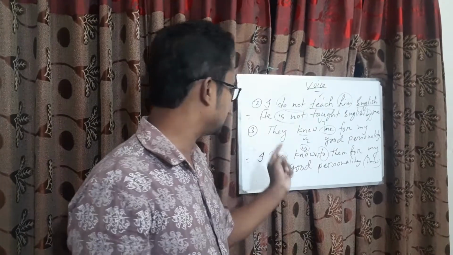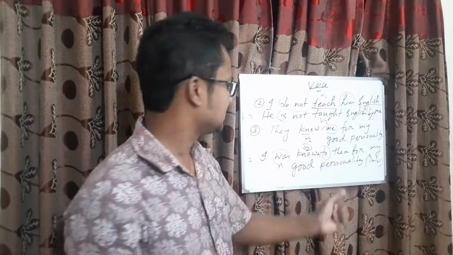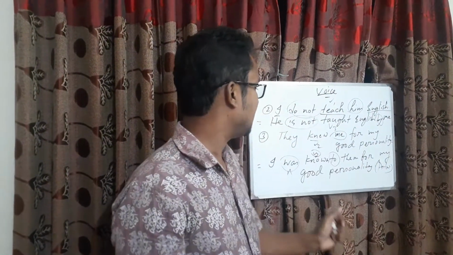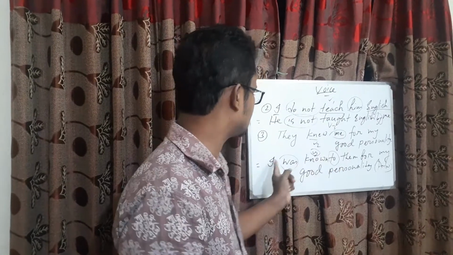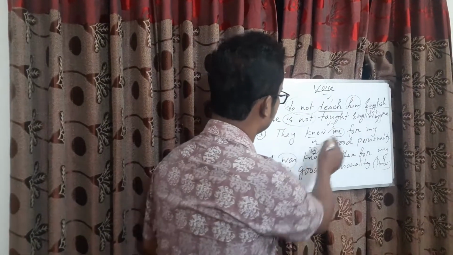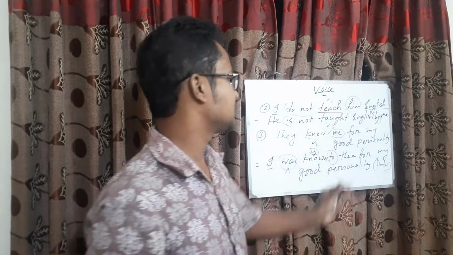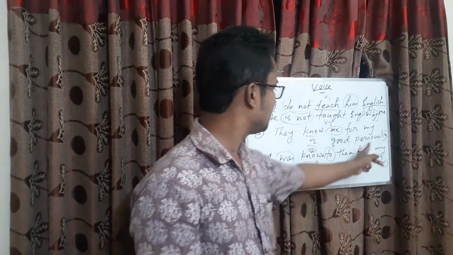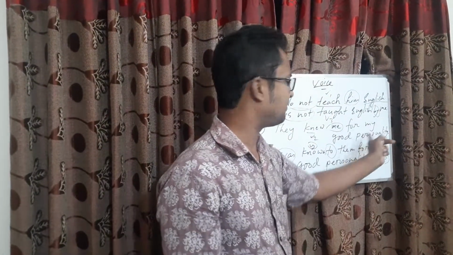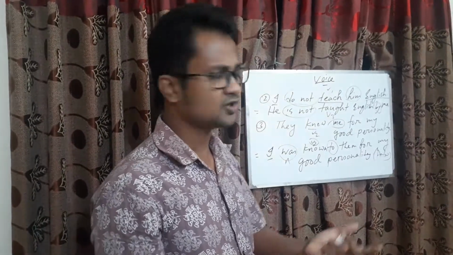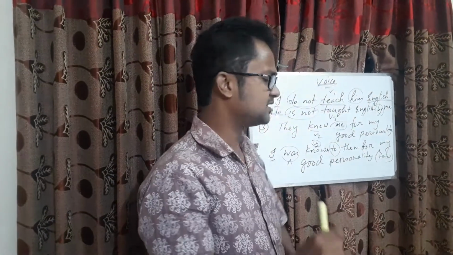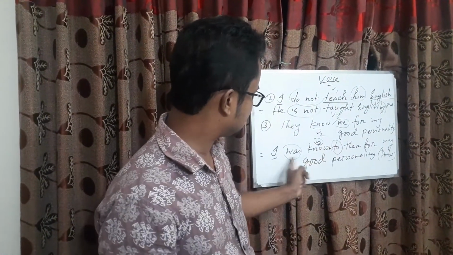The object will be the subject, then was/were will be omitted, then V3 will be V2, and then the subject will be the object. What is the subject here? "I". The objective form is "me". And then the extension. What is the extension here? "For my good personality." That's all.